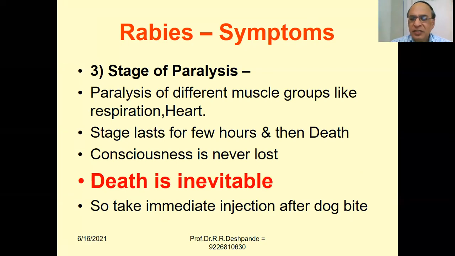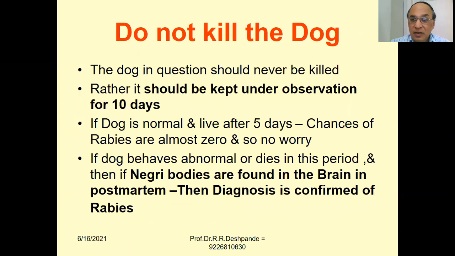Taking an immediate injection after a dog bite is mandatory. Remember, do not kill the dog. The dog that has bitten someone should never be killed. Rather, that dog should be kept under observation for 10 days. If it is a pet dog or a street dog, if possible, keep watch on the dog. If the dog is normal and is living after 5 days, the chances of rabies are almost zero, so no tension, no worry. But you have to keep the watch.